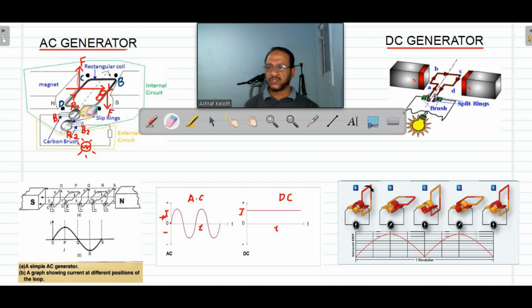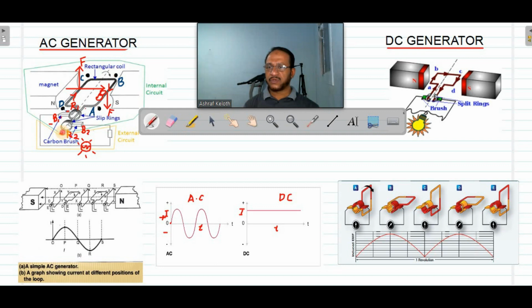Same way the rings also, the polarity will change. So in the second half rotation, ring R1 becomes negative. So brush B1 also becomes negative. Ring R2 becomes positive.